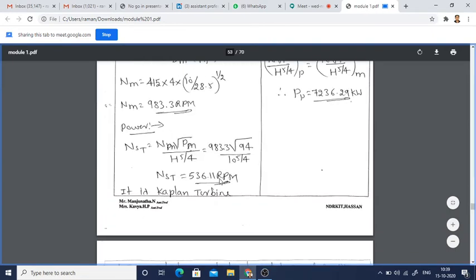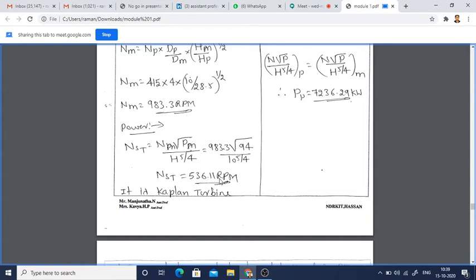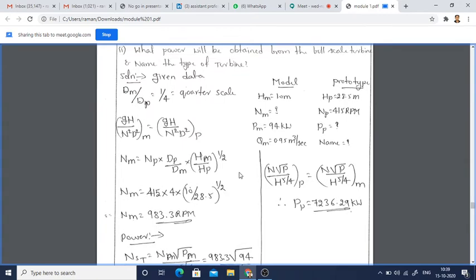I had given in the formula list only, it has been given the range of the turbine for the specific speed. So we can see here the specific speed is 536.11 rpm. So the range lies between 465 to 600 something. So that becomes the Kaplan turbine. Okay, just check this one.